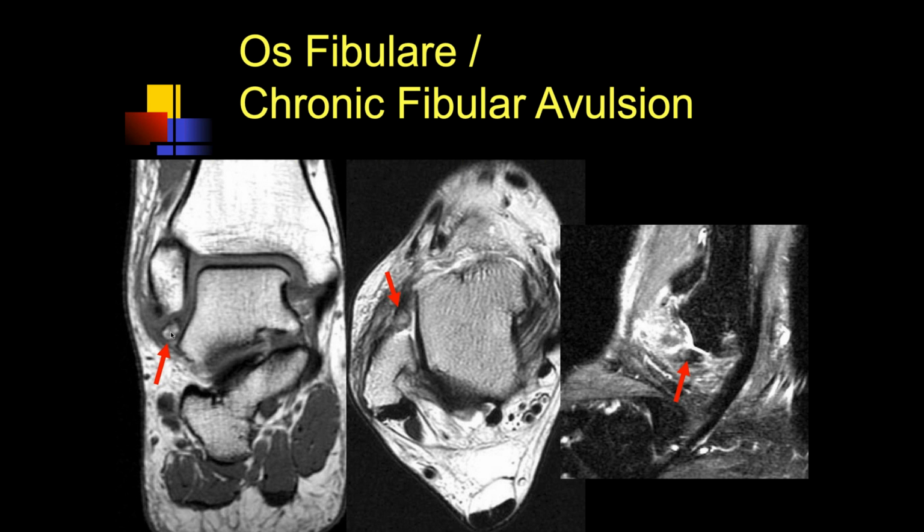It's an avulsion fracture from way back of the distal tip, distal fibula, and that's from childhood. And it shouldn't be considered a normal variant.